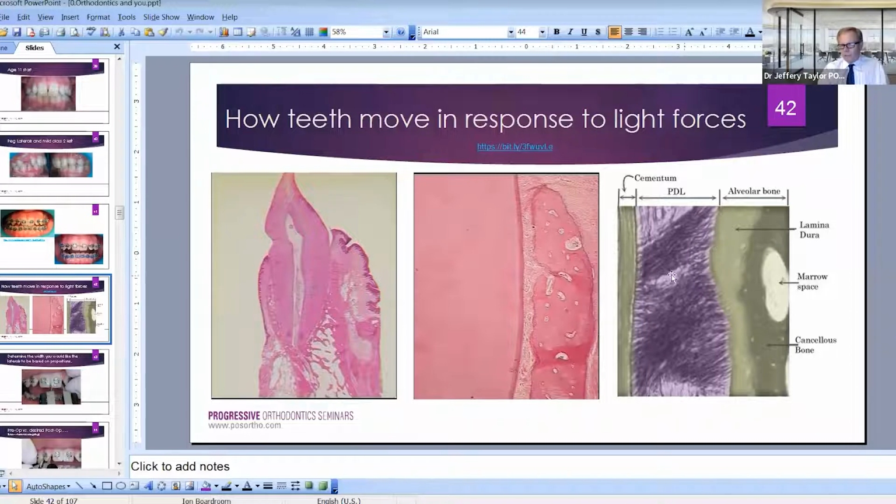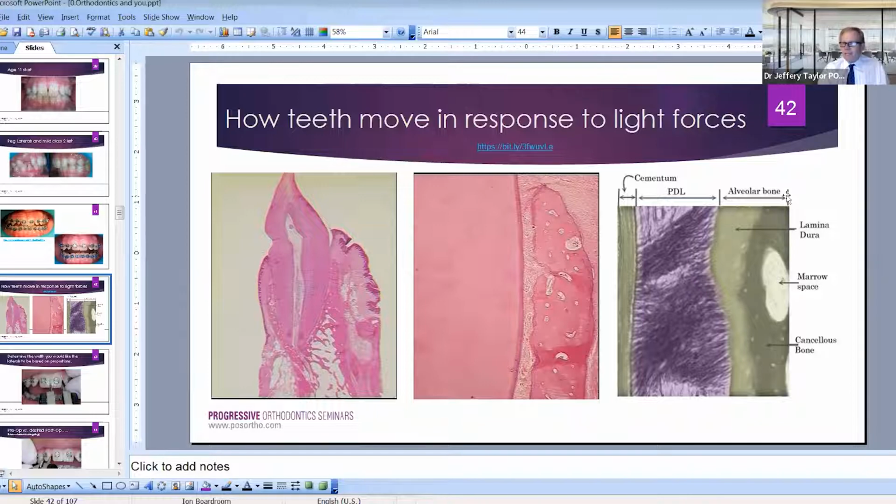So when the PDL is compressed, then the bone is eaten away on the front side, and then new bone is laid down, and it's a very biologically correct situation. Everything works great, but you can't push it too hard, otherwise the PDL becomes hyalinized or doesn't have any more oxygen in it, and then the cells have to eat through the marrow space.